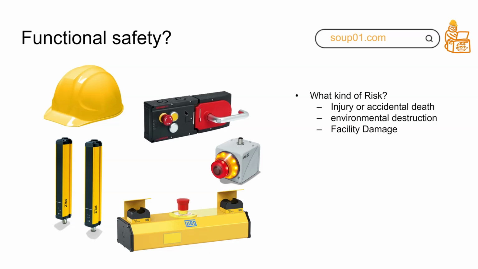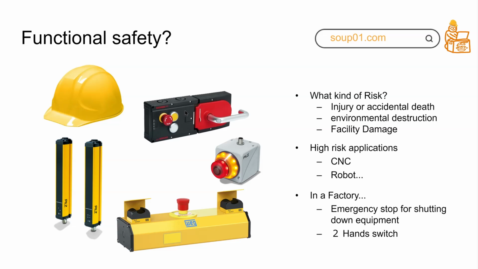Okay, let's explain functional safety. In a factory, there are many types of risks to our safety. It may be an accident, death, environmental destruction, or plant damage. So what kinds of high-risk applications are there in our life or in your factory? For example, CNC, robots, and some chemical processes are all high-risk applications. In the factory, you have many devices to prevent dangerous cases. For example, the emergency stop for shutting down the equipment, two-hand switches, and light guards that let people go inside the robot working area.